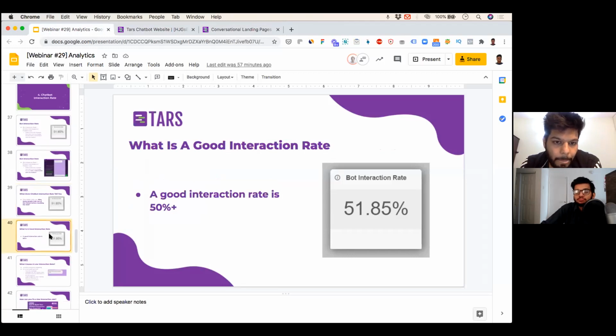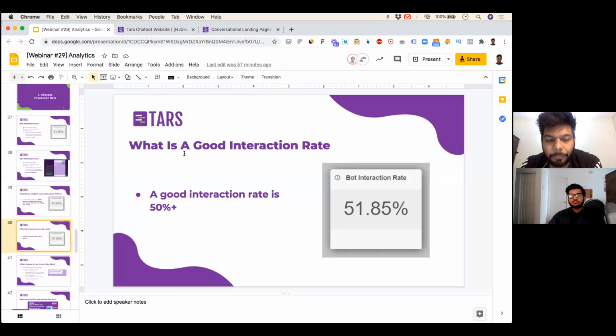Now, what's a good interaction rate? I would say in the range of 40 to 50% is a good interaction rate. I've seen interaction rates as good as 70, 75% as well. But if your interaction rate is, say, less than 15% or less than 20%, that's something you need to worry about and you should go back and fix it.